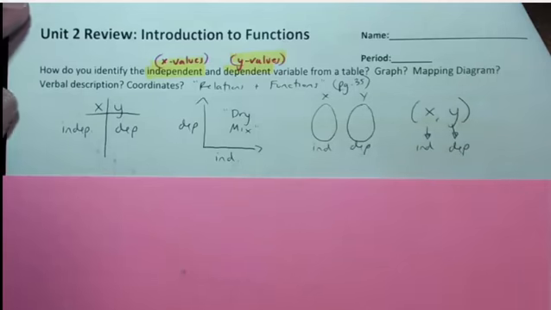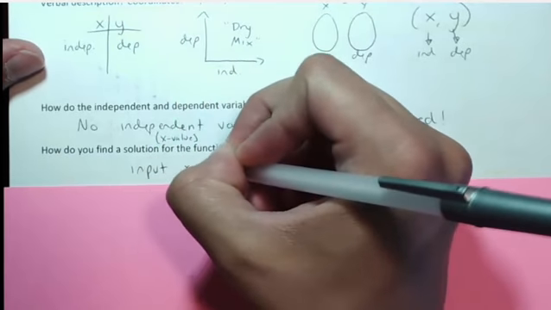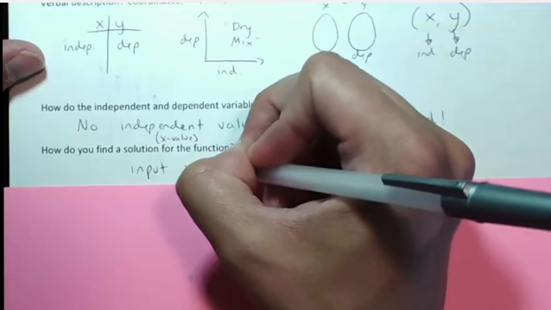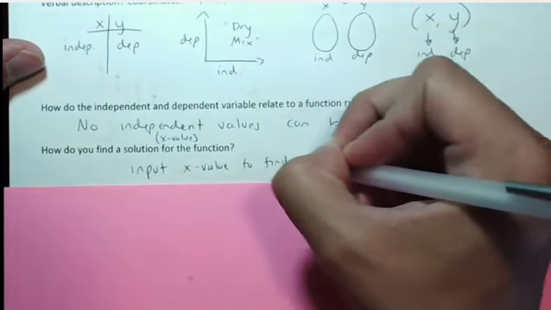Okay, the next one, how do you find a solution for the function? Okay, this is when you might input the x value to find the y value. That's something you could have written down. There's a couple different things you could have written down for that. And again, that's a very broad question. It could be, you don't know what the solution's asking you to find, so just put that down. The input, you input the x to find the y, or the output.